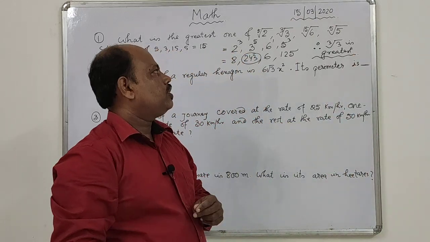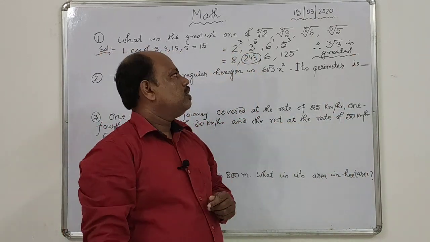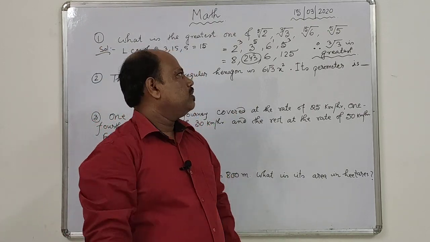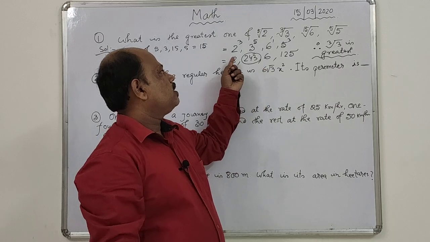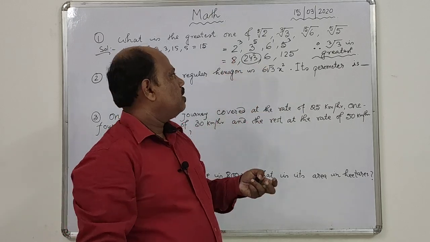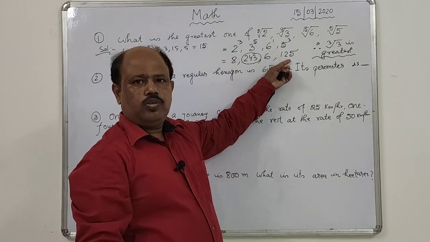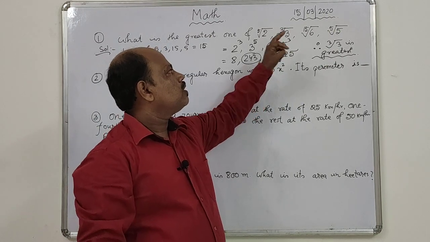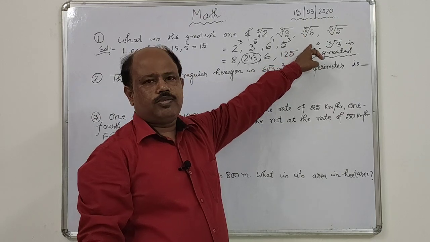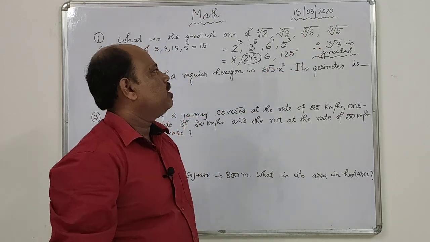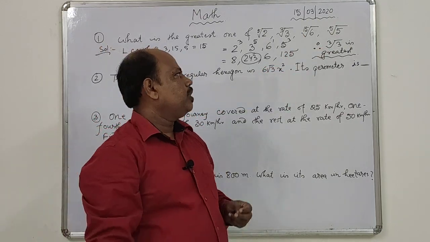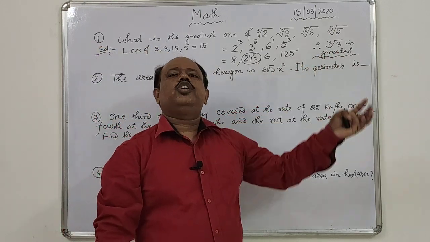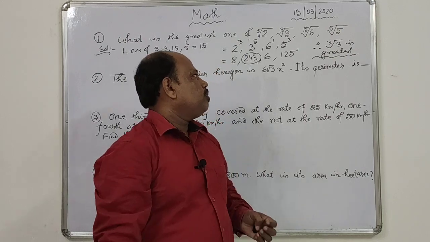Therefore cube root of 3 is the greatest. Already we found the answer of question number 1. If your question was, what is the smallest number? Smallest number, you see that out of those values, 6 is the smallest. 6, 15th root of 6, this is the smallest term or number here. So your question was what is greatest? Therefore you can say cube root of 3 is the greatest number.